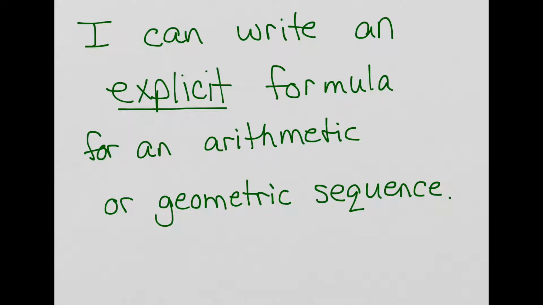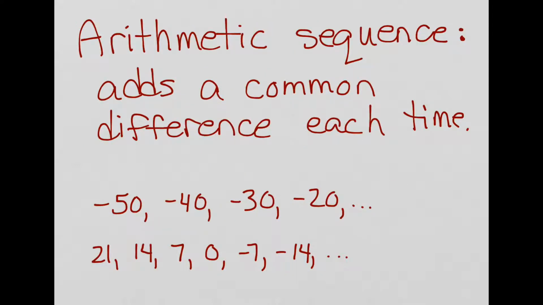Okay, so our objective for the day: I can write an explicit formula for an arithmetic or a geometric sequence. An arithmetic sequence, just to review, adds the common difference each time. An arithmetic sequence adds or subtracts, which is adding a negative. So, for example, we have two arithmetic sequences here. The first one going from -50 to -40, -30, -20, we're adding 10 every time. And then the second one, we went from 21 to 14, 7, 0. Well, we are adding a -7 or subtracting 7.